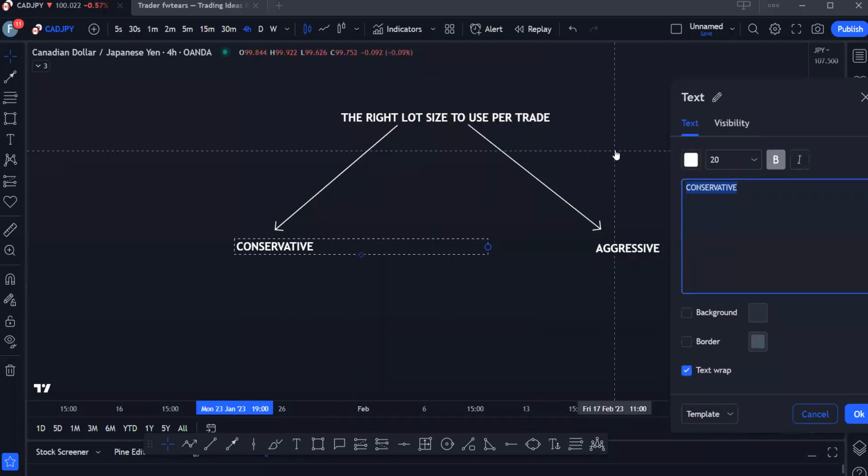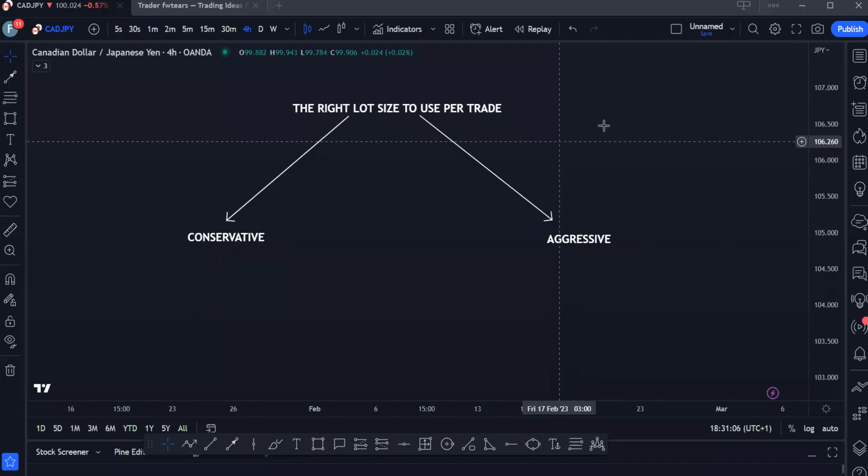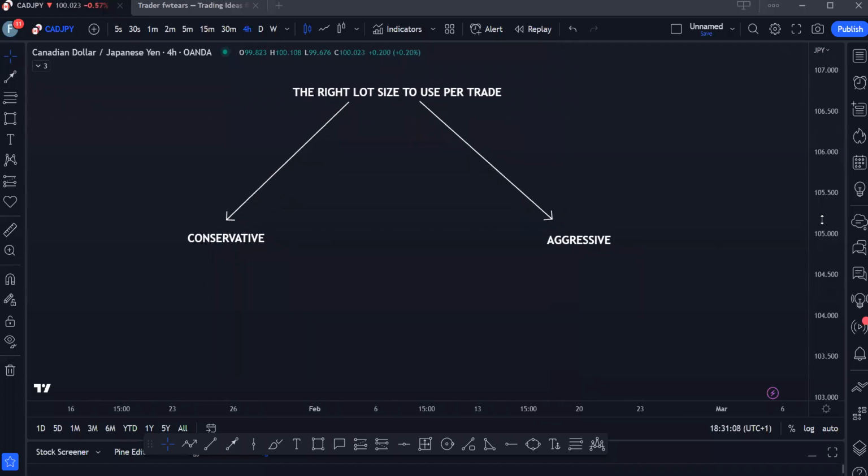Now, why do I say that you should have two different accounts? It is because what an average trader would do is to be conservative and be aggressive on the same MT5 account. It will not really help your mindset and your psychology. You want to have two separate accounts.